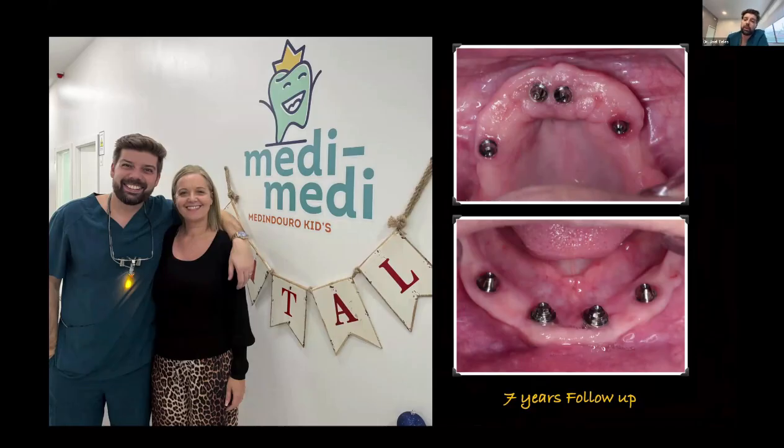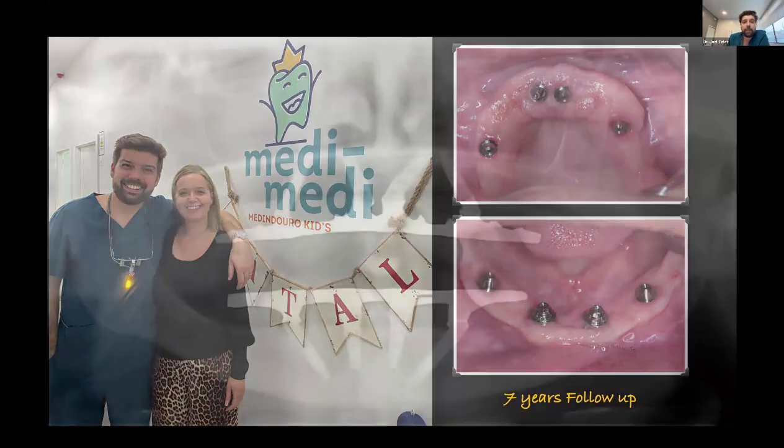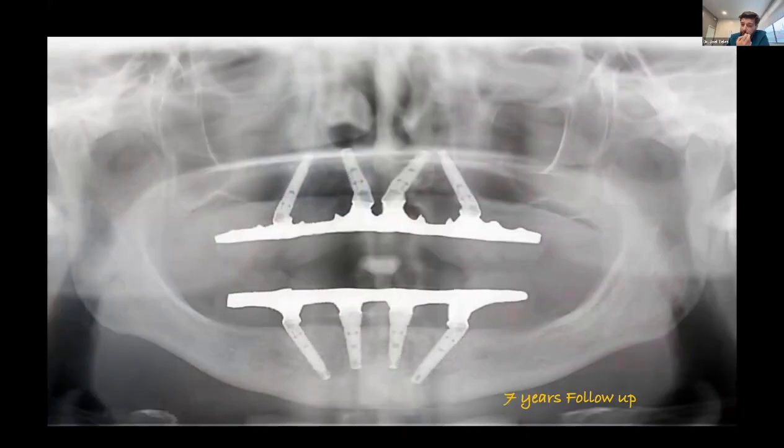Now, 7 years in time, she came back to me 7 years after the procedures, and we unscrewed the restorations. This was the tissue situation. You can see now that in the upper jaw, it's much flatter due to the basis of the prosthetics, but extremely healthy tissue. This was the 7-year follow-up X-ray, everything looking pristine.